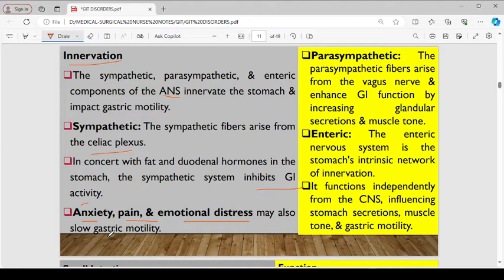For the parasympathetic division, we have fibers that arise from the vagus nerve, and they enhance GI function by increasing glandular secretions and muscle tone.